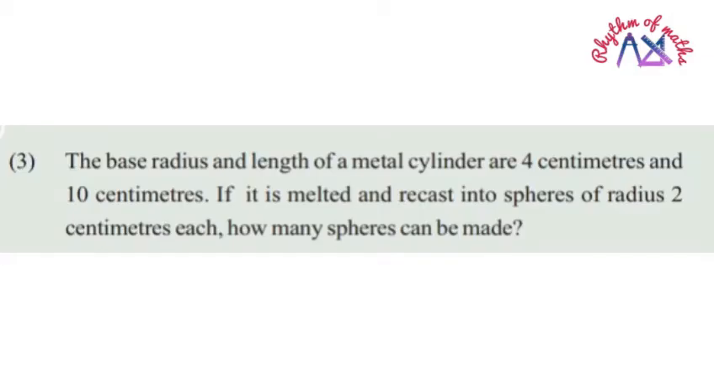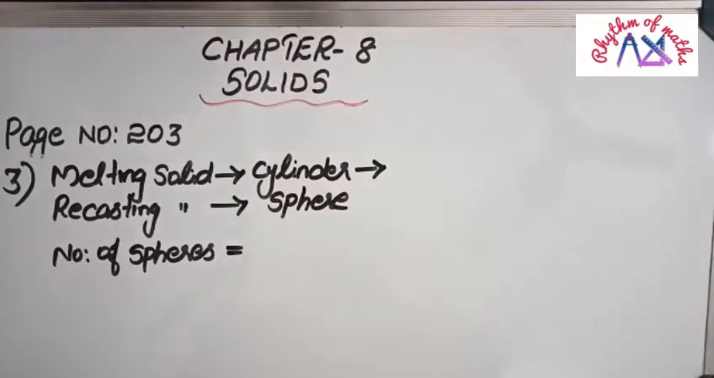Next question number 3. The base radius and length of a metal cylinder are 4 cm and 10 cm. If it is melted and recast into spheres of radius 2 cm each, how many spheres can be made? This is a melting and recasting problem. Okay, similar problem we have done in the previous section. What is the speciality of a melting and recasting problem? Volume remains same.